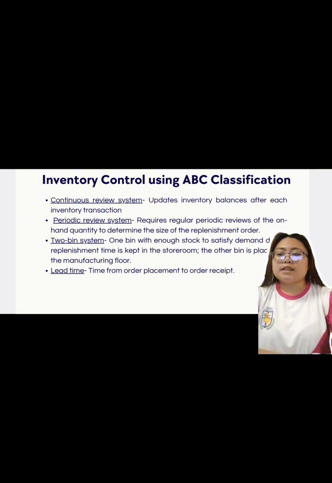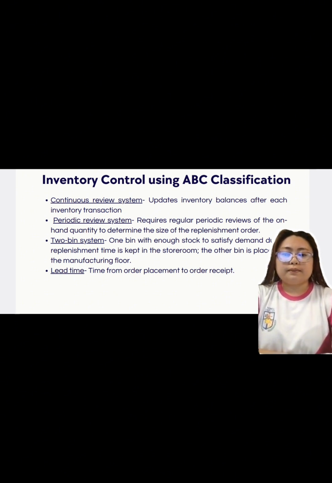In the two-bin system, one bin with enough stock to satisfy demand during the replenishment time is kept in the storeroom. The other bin is placed on the manufacturing floor. And the last one is lead time. Lead time is the time from order placement to order receipt.